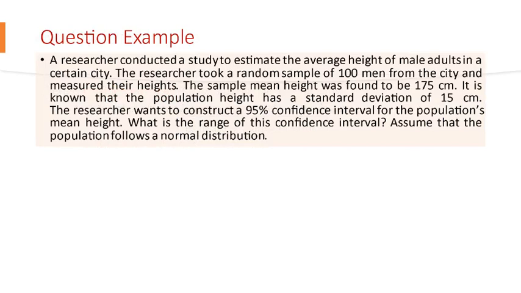During exam, you may find this question. A researcher conducted a study to estimate the average height of male adults in a certain city. The researcher took a random sample of 100 men from the city and measured their heights. The sample mean height was found to be 175 centimeters. It is known that the population height has a standard deviation of 15 centimeters. The researcher wants to construct a 95% confidence interval for the population mean height. What is the range of this confidence interval? Assume that the population follows a normal distribution.